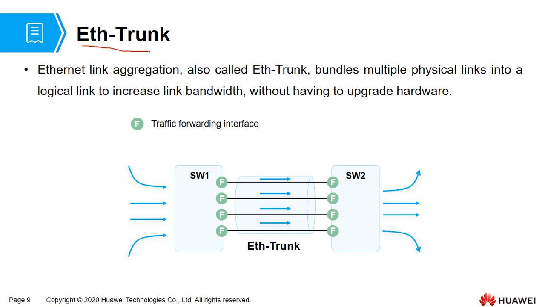In the Eth-trunk solution, Ethernet link aggregation, also called Eth-trunk, bundles multiple physical links into one logical link to increase link bandwidth without having to upgrade hardware. You can see switch 1 and switch 2. When we configure Eth-trunk on these 4 links, you can see all ports are in forwarding state. This increases link bandwidth without having to upgrade hardware.